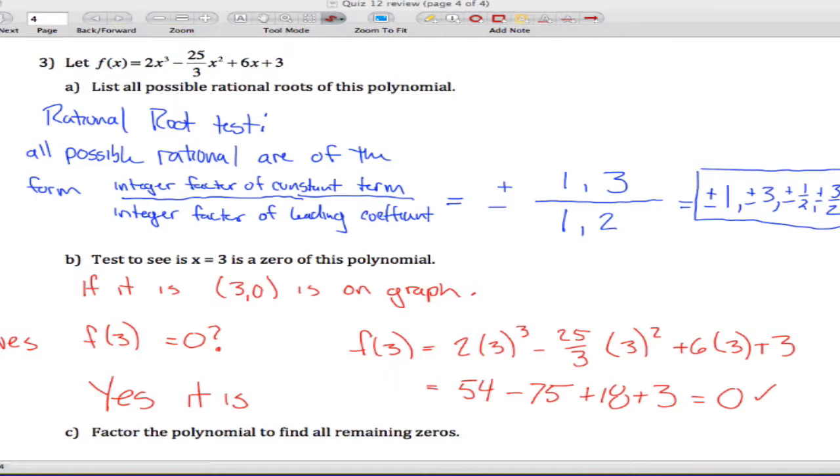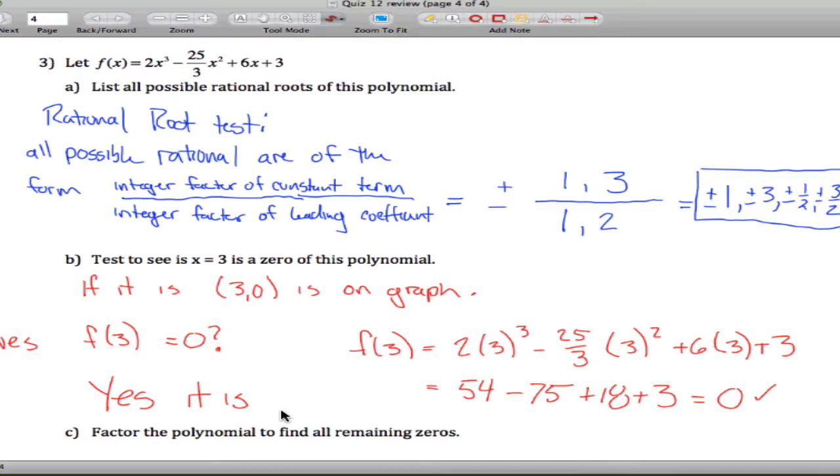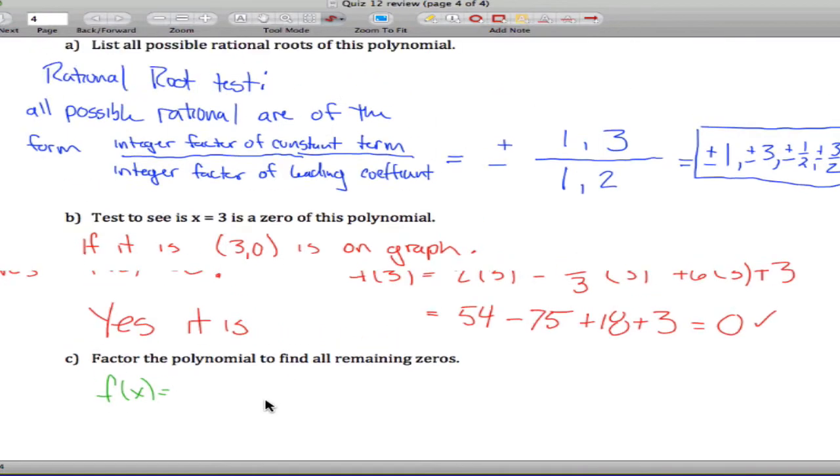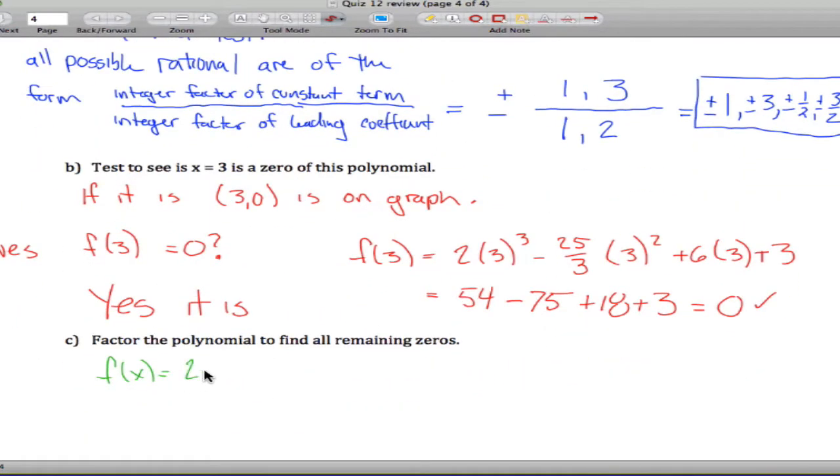I like polynomial long division better. I think your book uses synthetic division. Either method's totally fine. I'll work out polynomial long division so that you have the option of which one you do. So I have this polynomial, f of x is equal to 2x cubed minus 25 thirds x squared plus 6x plus 3.